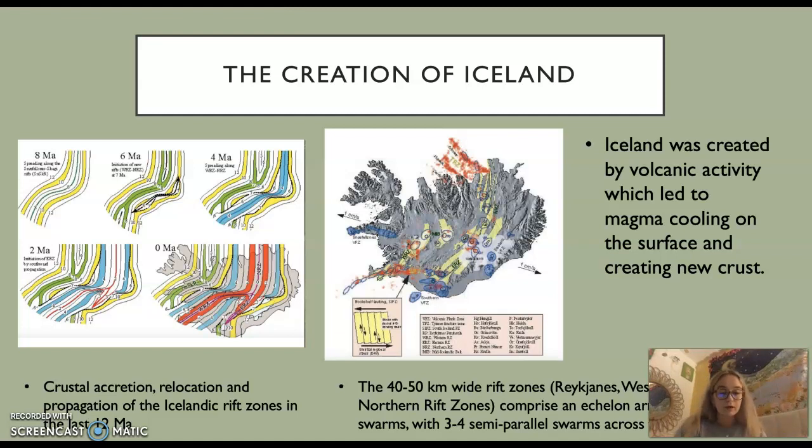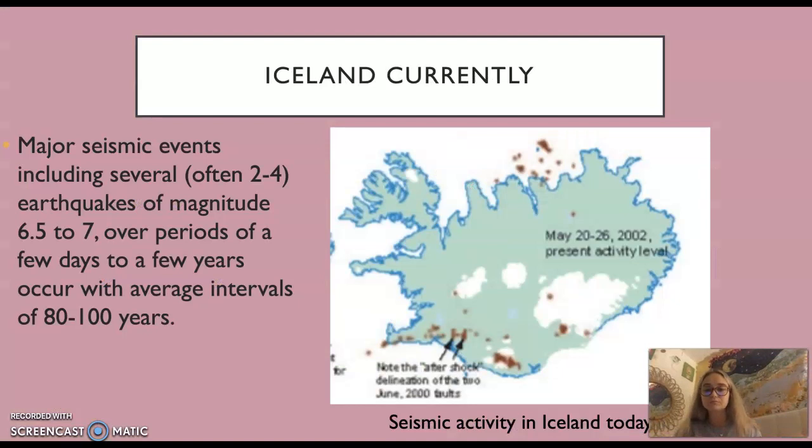And then on the right here, we have arrays of volcanic fissure swarms. So it's basically like all the different levels that make up what's underneath in the rocks and in the formation of the land.